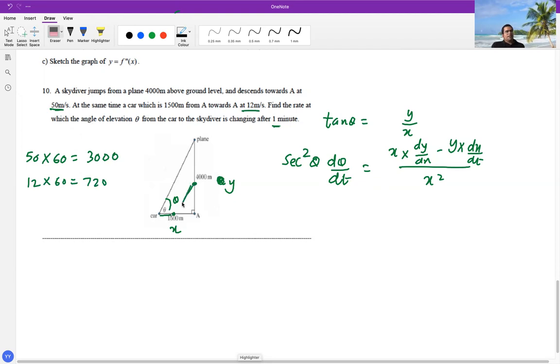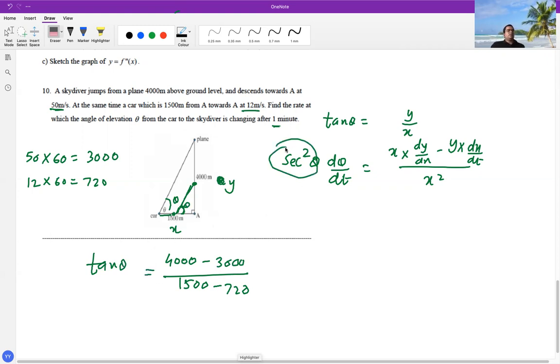So the possible angle at this stage is, theta is going to be 4,000 minus 3,000 upon 1500 minus 720. That's going to be the new tan theta. So you get the theta value. Once you get tan theta, you can find sec square theta. Once you have sec square theta, you have to calculate this thing. You already have the x value, you have dy by dt. This is dy by dt minus y times dx by dt. So you just have to plug in these values.